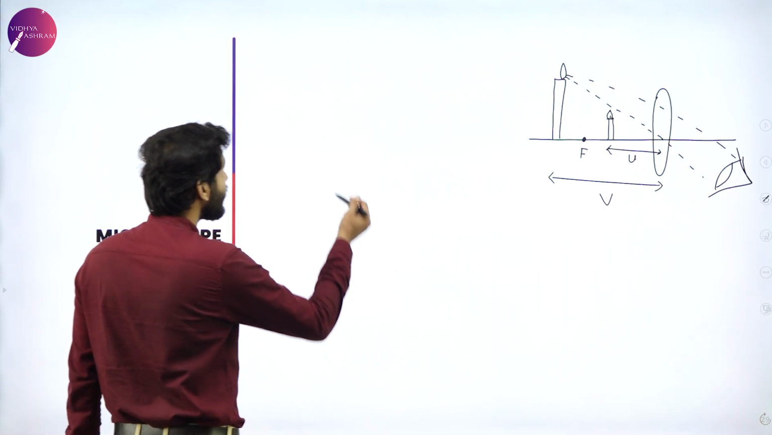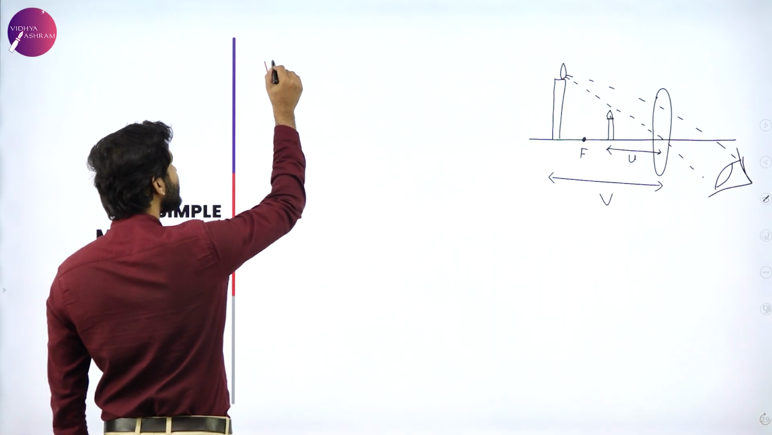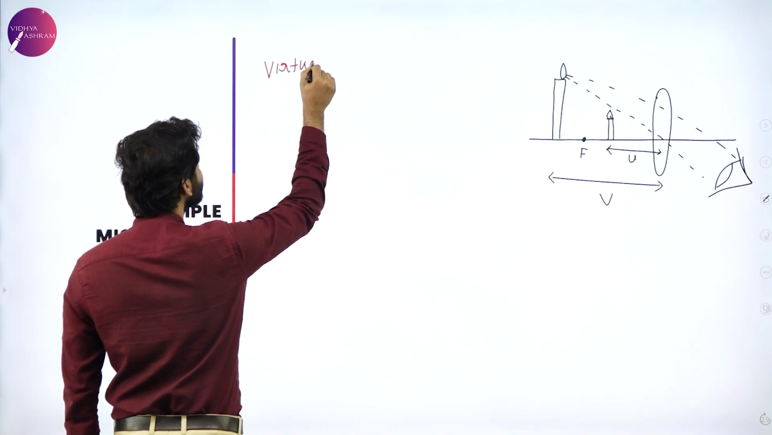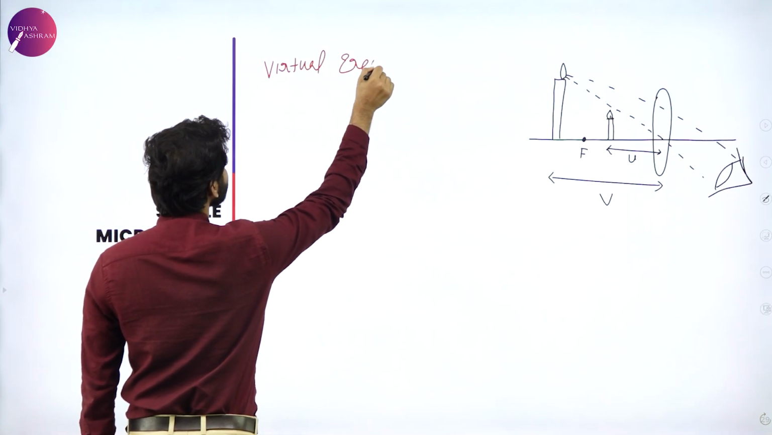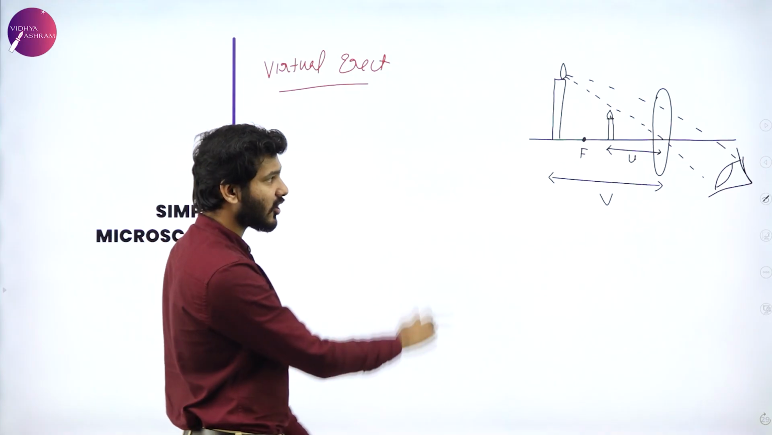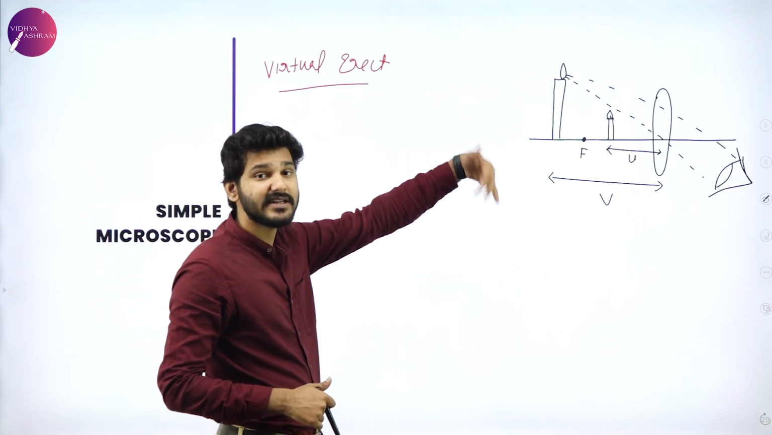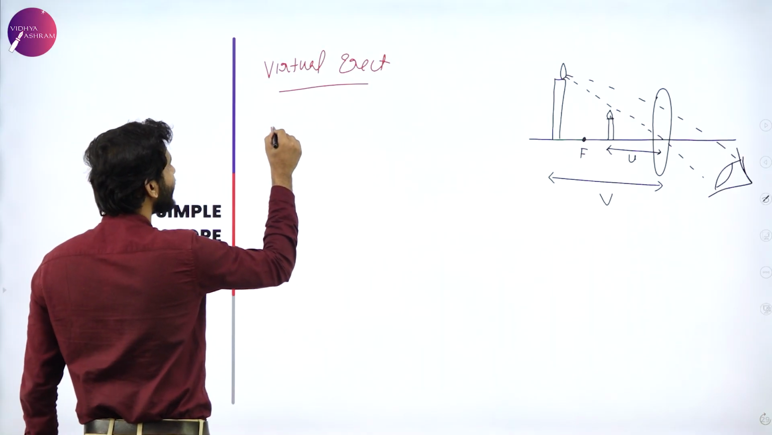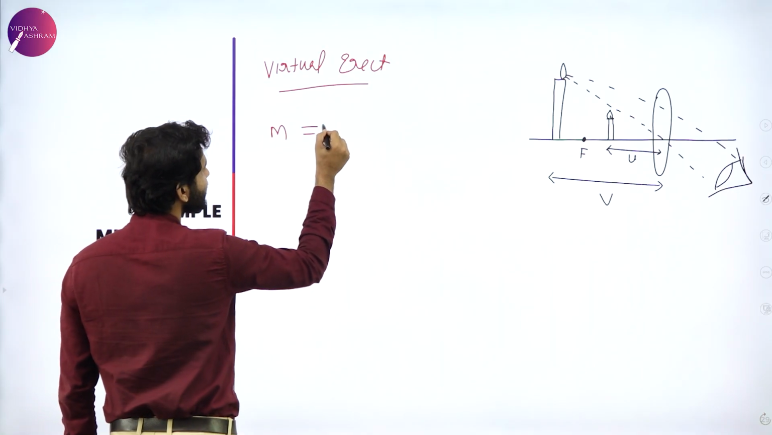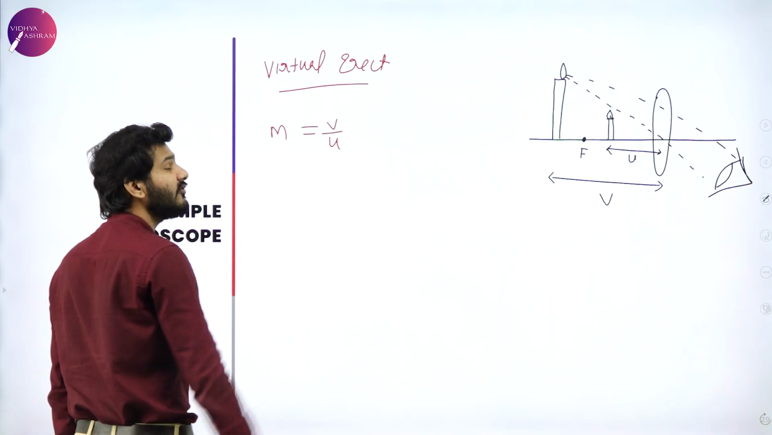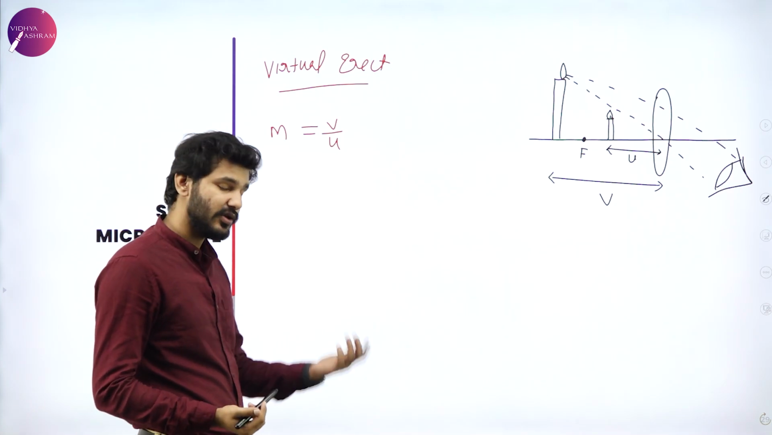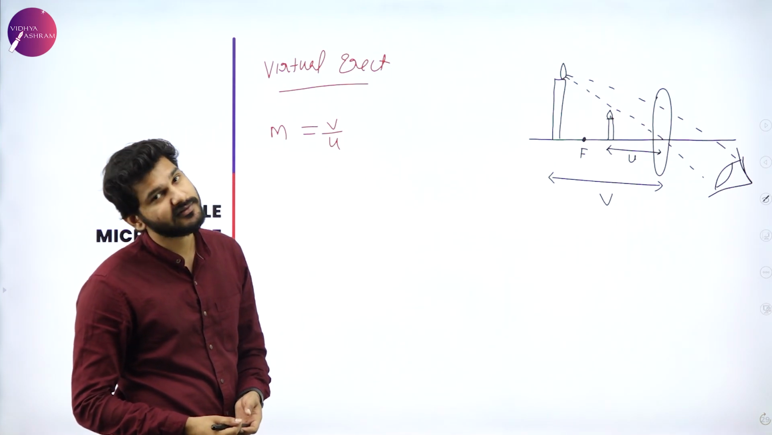So for a simple microscope, the image formed is actually virtual and erect. Because this image is not real, it is virtual and it is erect. It is not inverted, it is erect. And we already know that magnification M is equal to V by U for a lens. So we know that V by U is the magnification for a lens.